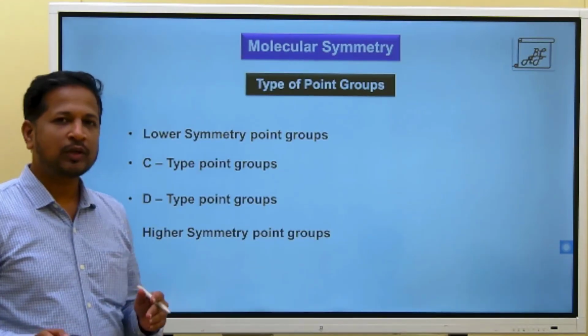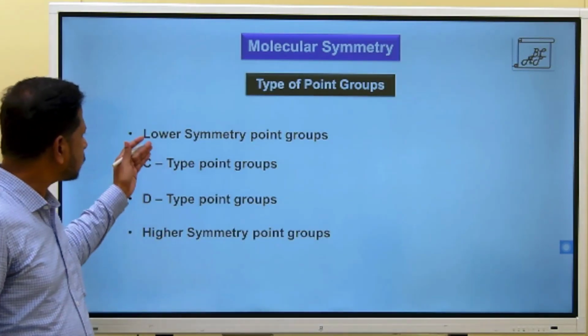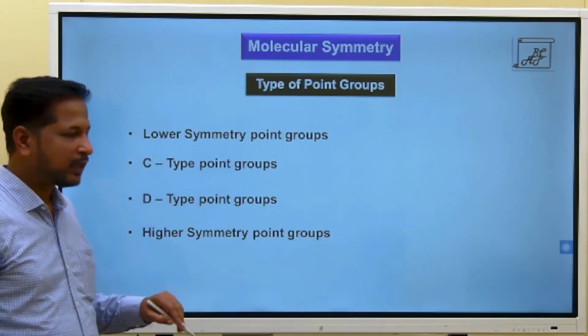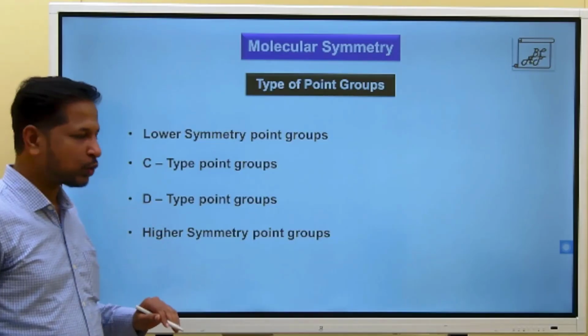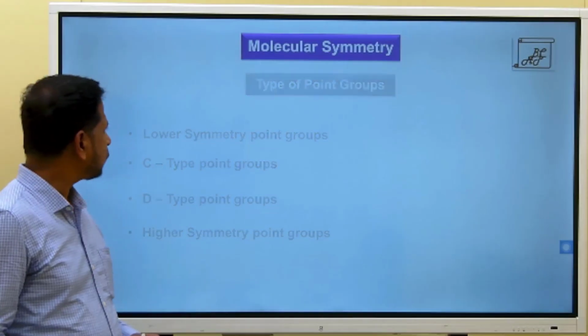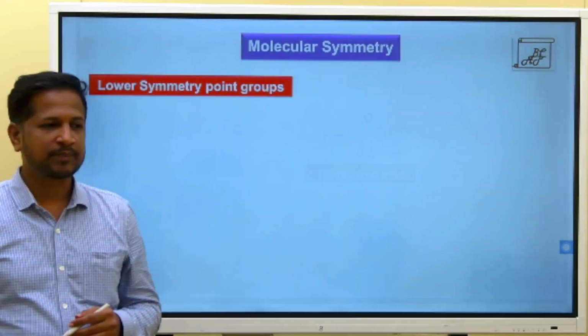There are a total of 4 types of point groups. The first one is the lower symmetry point group, the second is the C-type point group, the third is the D-type point groups, and the last one is the higher symmetry point groups. Let's begin with lower symmetry point groups.